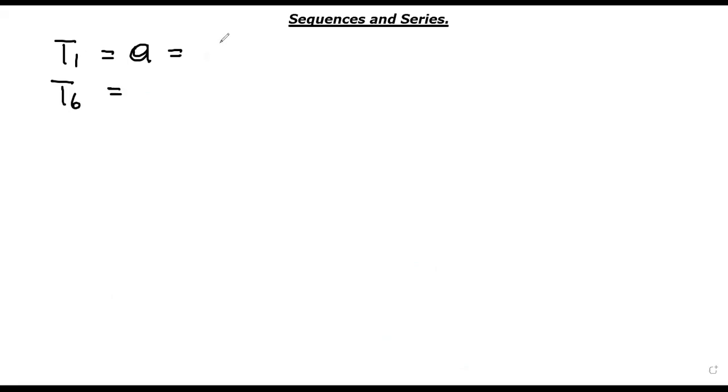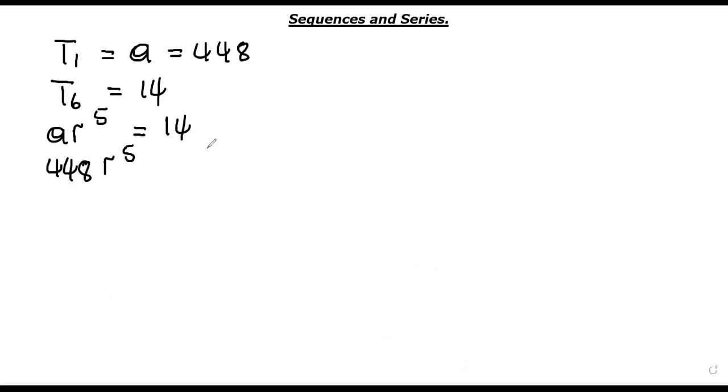We tell them that the first term is 448 and that the 6th term is 14. Then we define term number 6 as AR to the power 5, and this is equal to 14. But the value of A, we understand it's 448 times R to the power 5, and this is equal to 14. Then from this point, we divide both sides by 448. So we find that R to the power 5 will be 1/32.